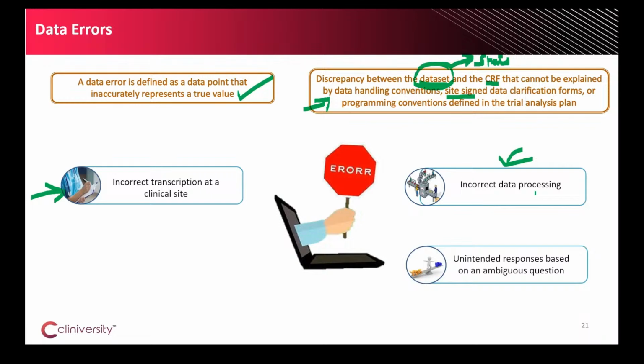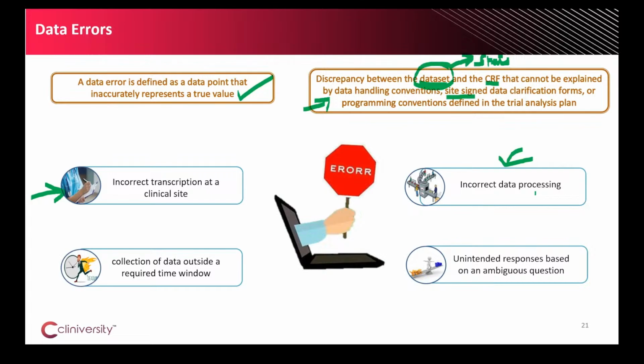Another is unintended responses because of ambiguous questions. So if the CRF design was not right and the questions or the data points on the CRF were confusing in such a way that the responses were not correct, the responses were not the actual responses which were required as per the actual events that occurred at the site. Again, that would lead to certain data which may not be a true picture. Or there is a collection of the data which is outside the required time window. So there are many deviations in the way data has been collected.